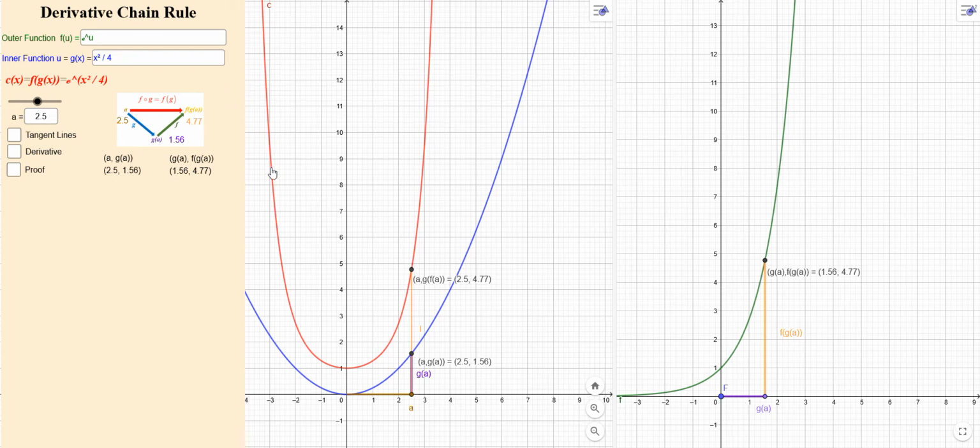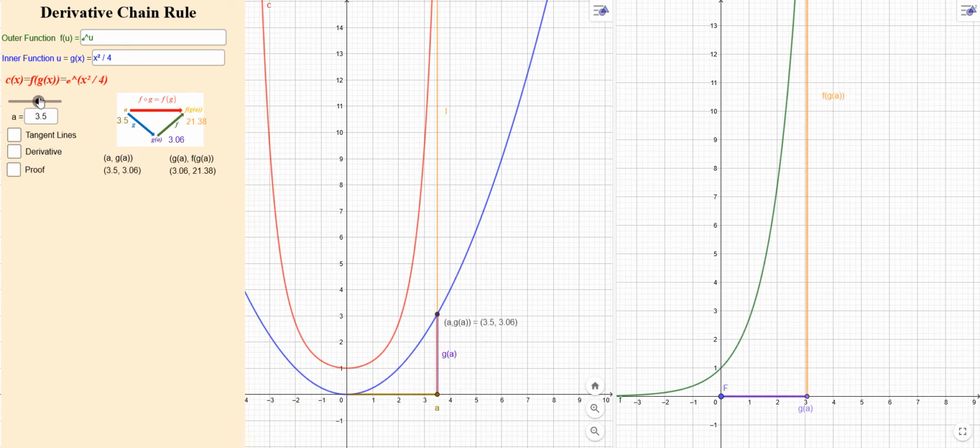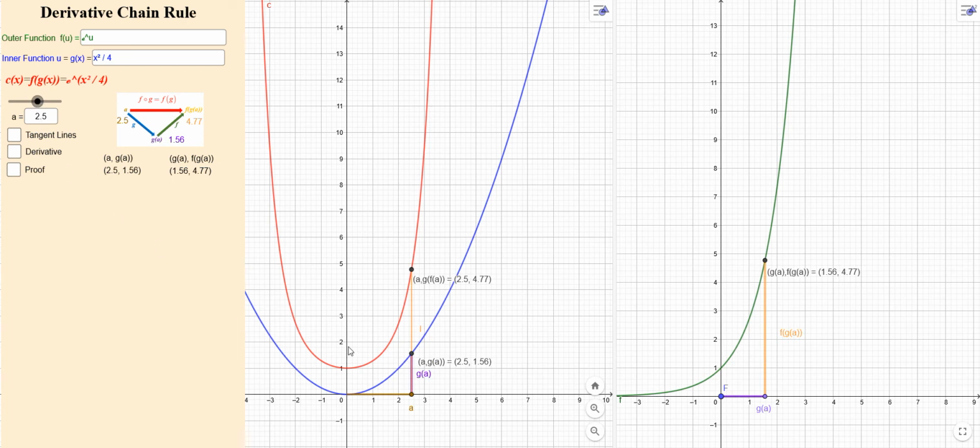Here I have a GeoGebra applet that's going to help us with this and then ultimately help us with looking at the chain rule as well. You think of the inner function as being g of x equals x squared divided by 4, or whatever we type in here. That gives us this blue graph in the xy plane, on the left. The value of a is given by this slider. For example, if it's 2.5, that's given by this horizontal length. Then we go up and get this vertical length, which becomes the output. That generates a point, 2.5 comma 1.56, at least approximately.